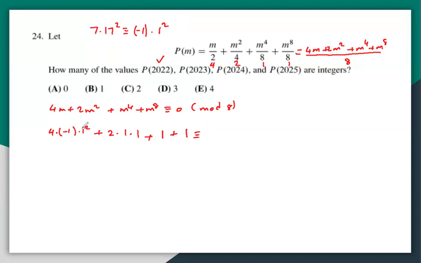So now we got this is -4. This is 2, 1, 1. So that's actually 0, which means this is also an integer.